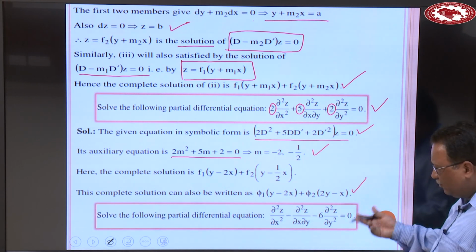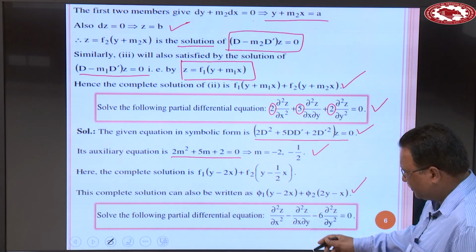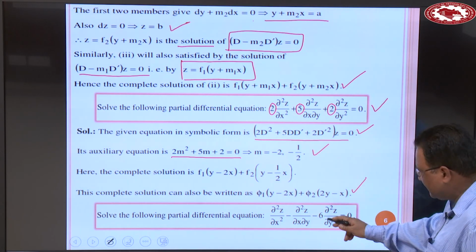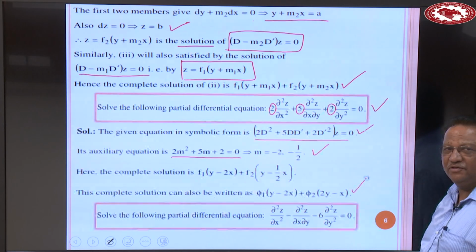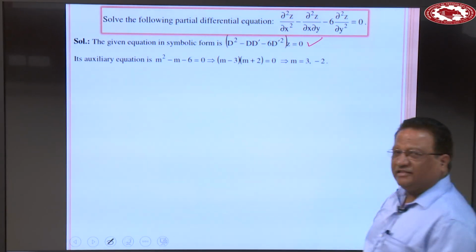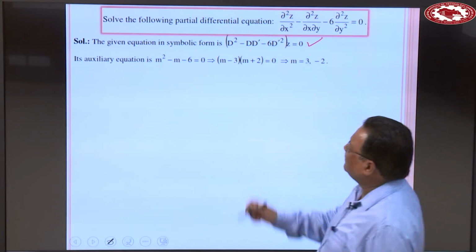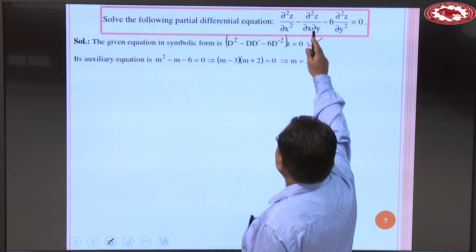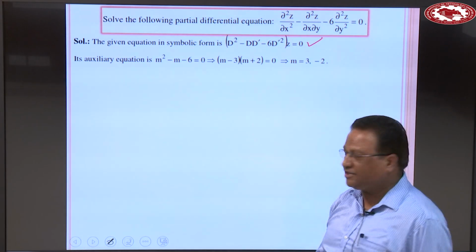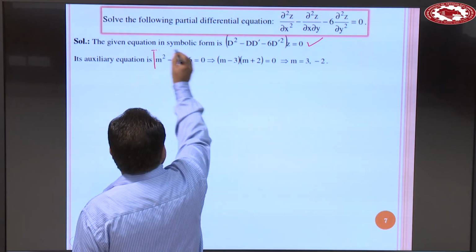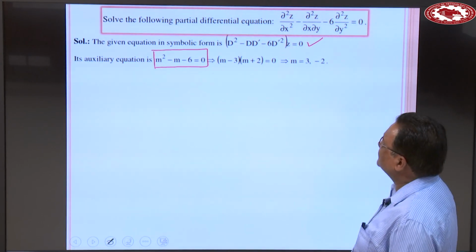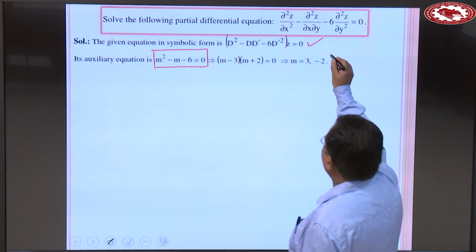So one more question: solve this partial differential equation. ∂²z/∂x² - ∂²z/∂x∂y - 6 ∂²z/∂y² = 0. How can we solve this type of problem? First write the symbolical form of this differential equation, and that one is (D² - DD' - 6D'²)z = 0. Then write the auxiliary equation. The auxiliary equation of this partial differential equation is m² - m - 6 = 0. And find the values of m.